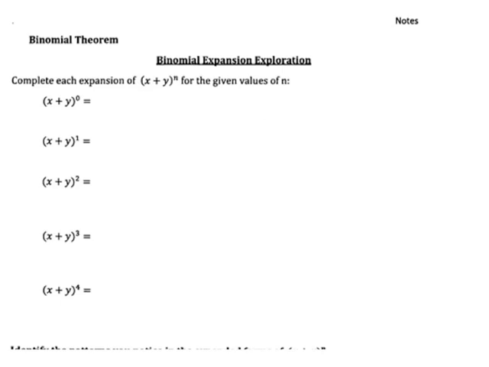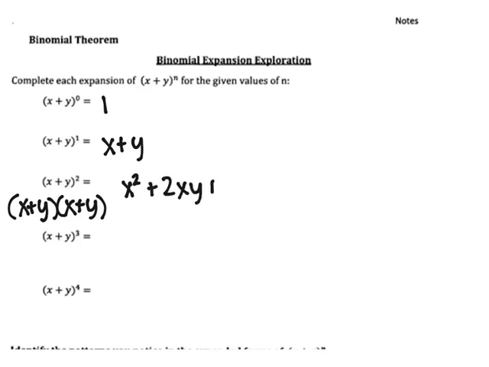So anything to the 0 power, hopefully you remember, is equal to 1. X plus y to the first power is just x plus y. X plus y to the second power is x plus y times x plus y. So we know that's x squared plus xy, so plus 2xy plus y squared.